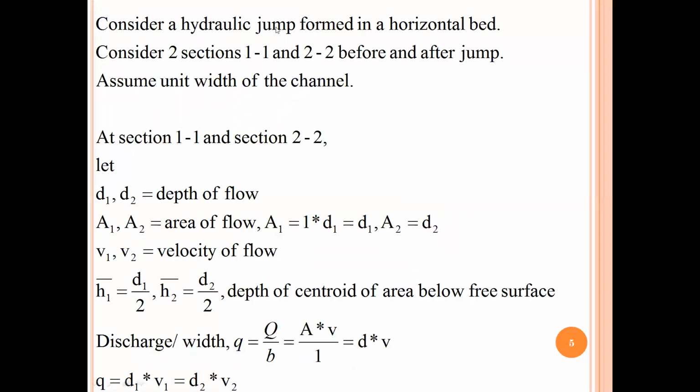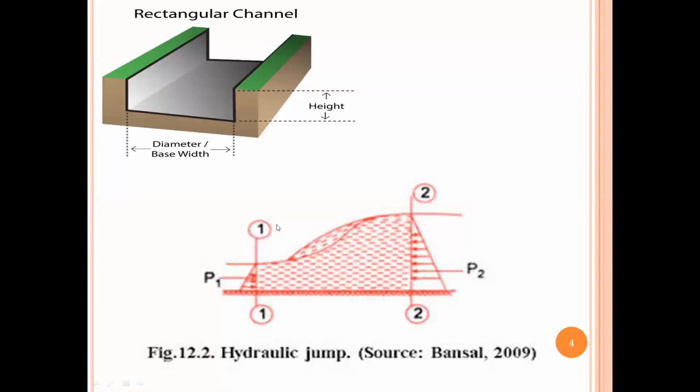Now consider a hydraulic jump formed in a horizontal bed. Consider two sections 1 and 2 before and after the jump. Assume unit width of the channel. Okay. Now at section 1 and 2, let D1 and D2 be the depth of flow. A1 and A2 is the area of flow. So when I say area of flow, this is my area. Suppose my water is till this height, just assume this is height h, so this base width into this height is my area. So this width I have assumed as 1, so I have got 1 into its depth.